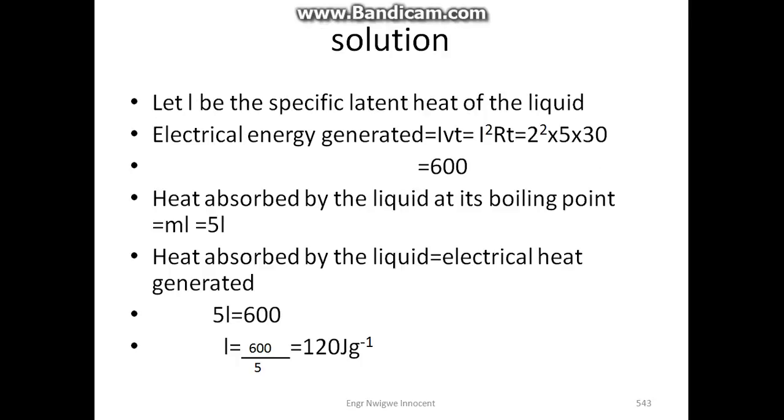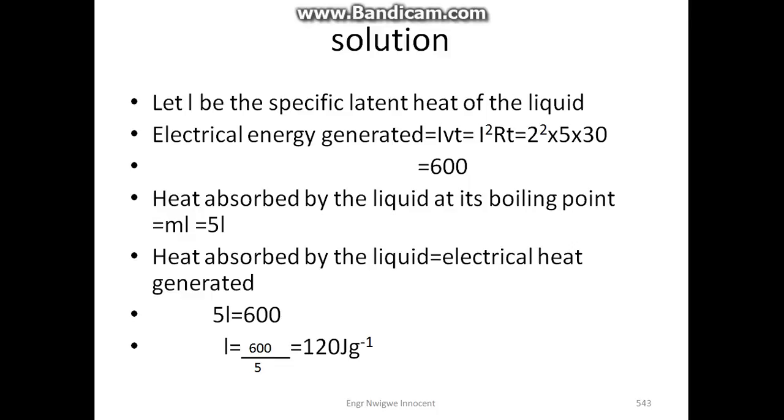Solution. Let L be the specific latent heat of the liquid. Electrical energy generated is equal to IVT, which is also equal to I squared RT, which is equal to 2 squared times 5 times 30, which is equal to 600 joules.